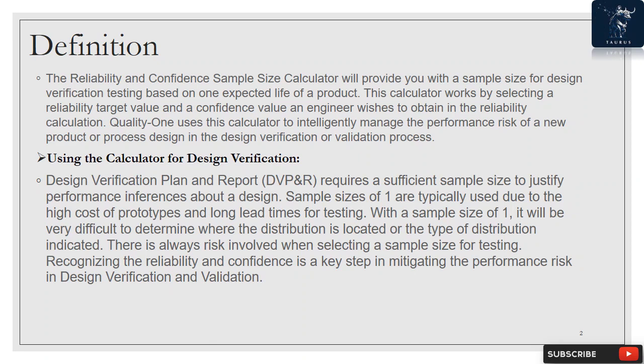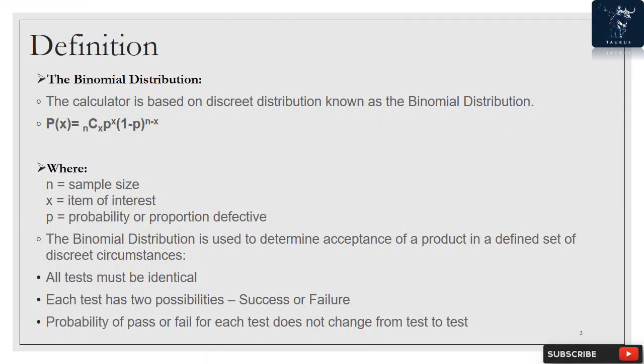Recognizing the reliability and confidence is a key step in mitigating the performance risk in design verification and validation. The binomial distribution. The calculator is based on a discrete distribution known as the binomial distribution. P(x) = nCx p^x (1-p)^(n-x), where n equals sample size, x equals item of interest, p equals probability or proportion defective. The binomial distribution is used to determine acceptance of a product in a defined set of discrete circumstances.